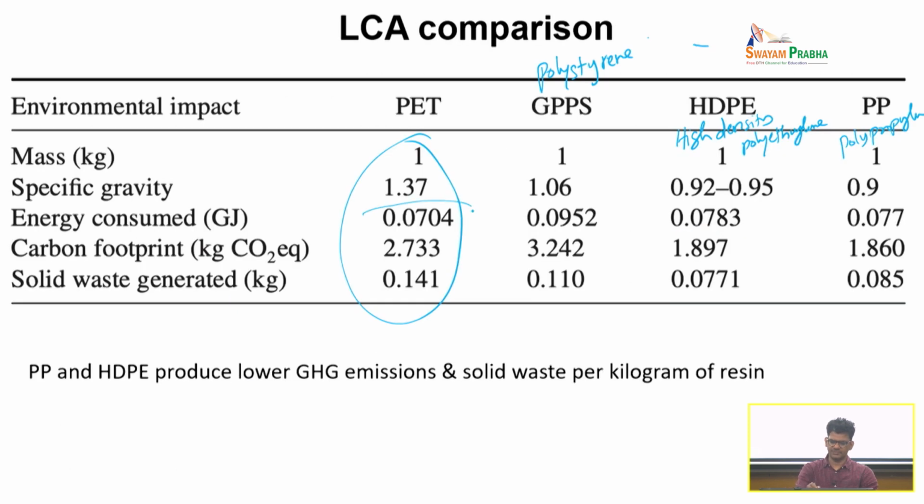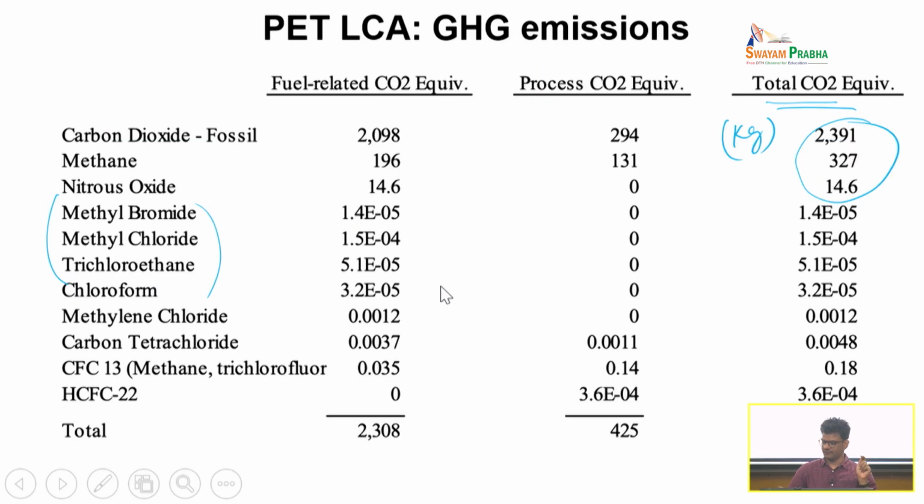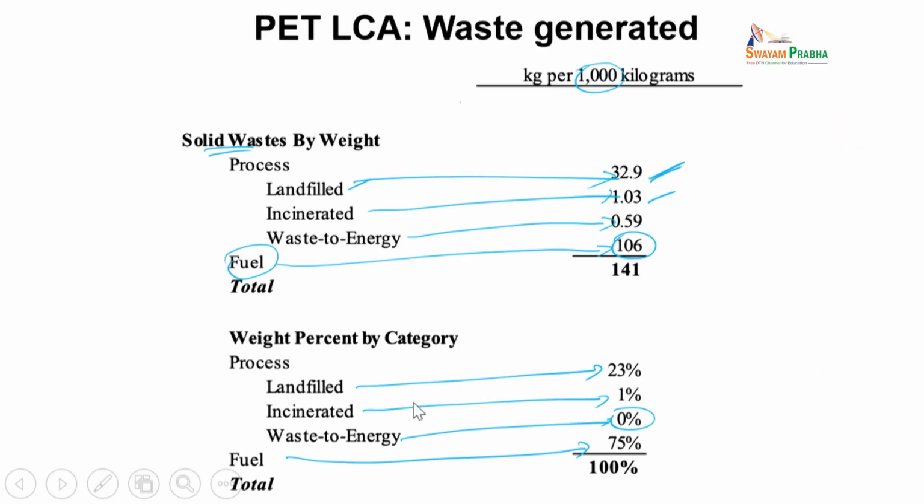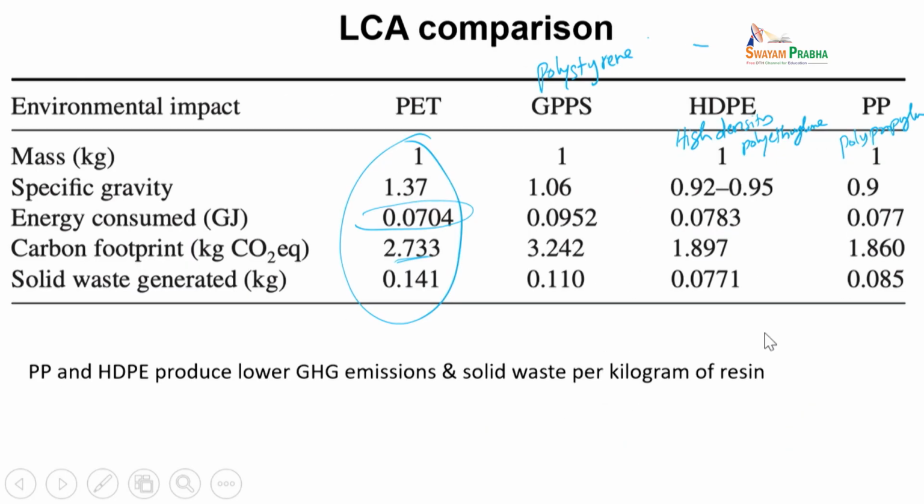That is what you see here, right. And similarly, if you look at carbon footprint, we showed this is for 1000 kilogram. For 1 kilogram it is going to be 2.733 kg, that is what this is. And solid waste generated, this is 141 kg per 1000 kg. So, for per kg it can be 0.141, that is this, okay. So, from that master data you can combine the total energy consumed, carbon footprint, and solid waste.